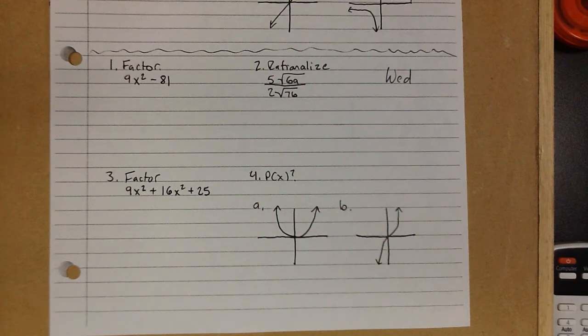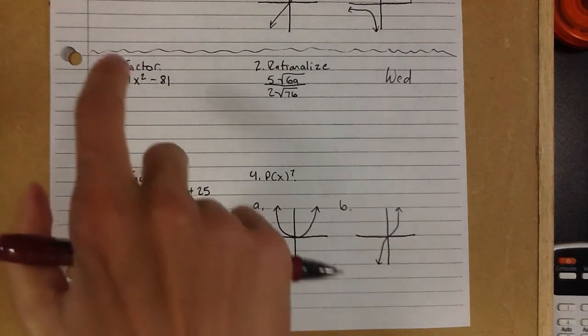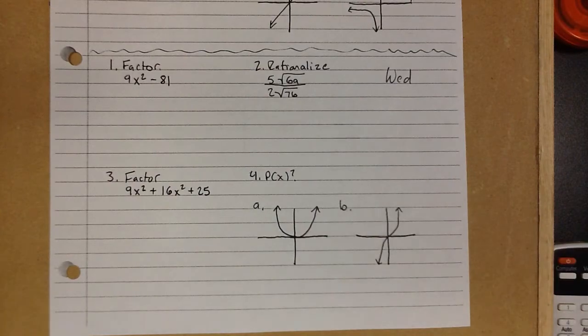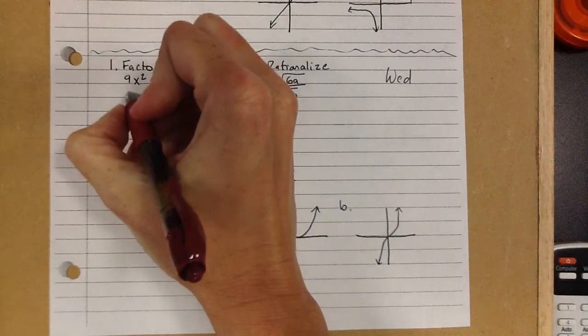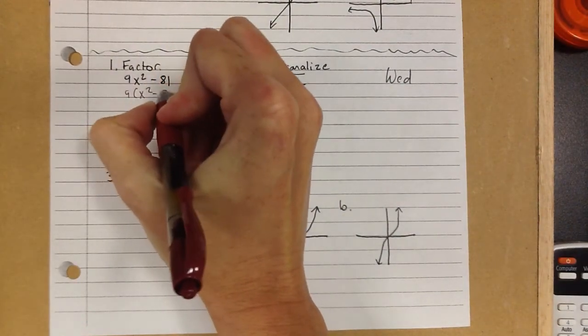And like we know, factoring is not going anywhere. So I have 9x squared and negative 81. First thing you ask yourself, what do they have in common? 9. Okay, factor out a 9. I'm left with x squared minus 9.